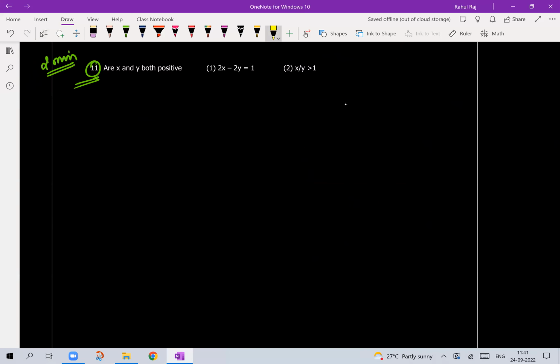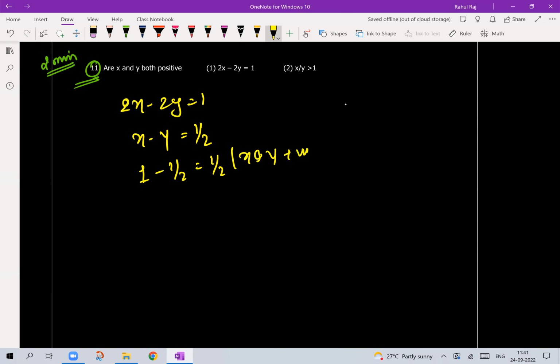So come here. It says x and y both positive. Option number 1 says what? 2x minus 2y is equal to 1. That is x minus y is equal to half. I can take x is equal to 1, y is equal to half, I'll get half. x and y positive. In this case, x and y both are positive. It means x is greater than 0, y is greater than 0.